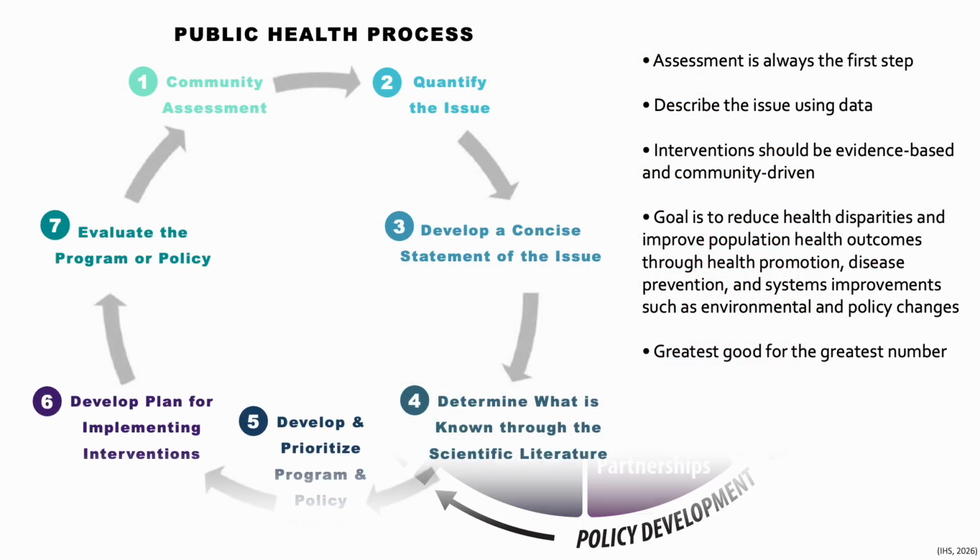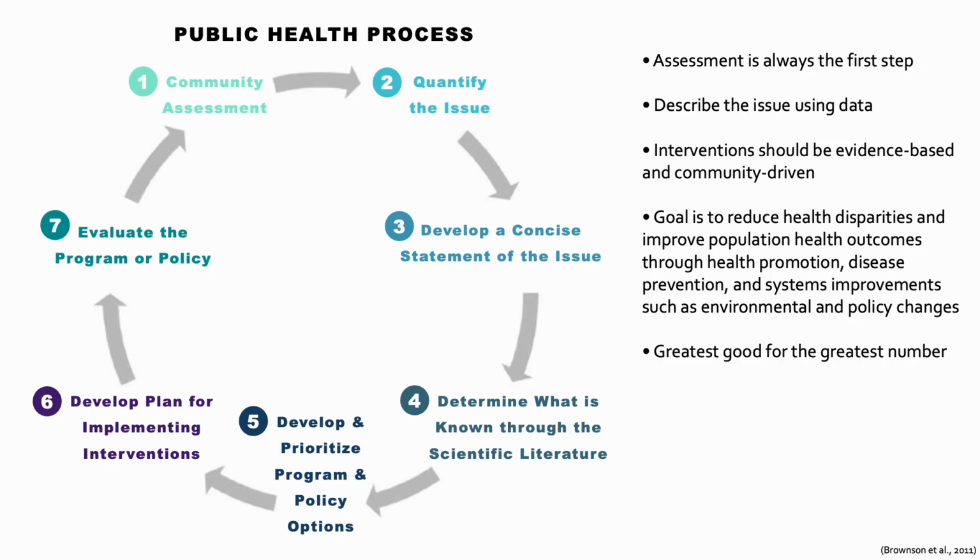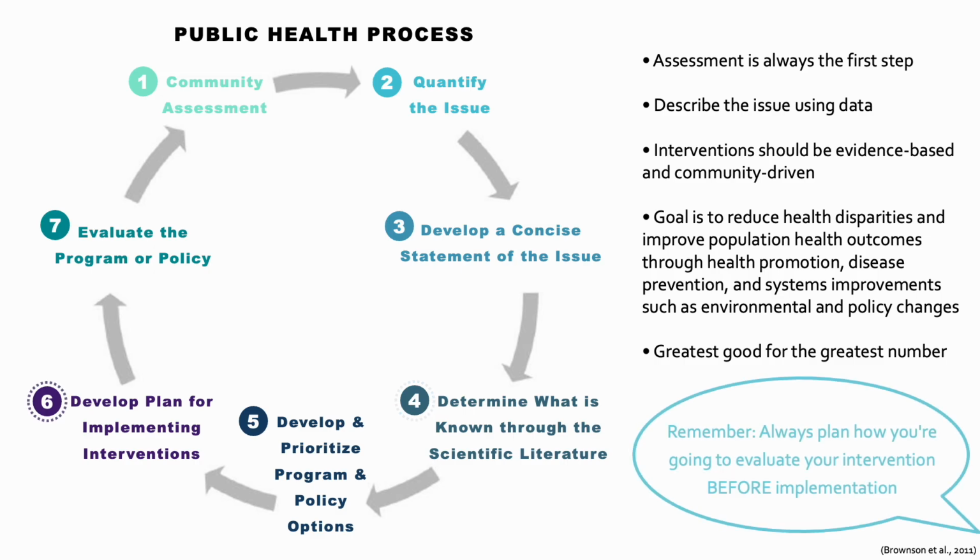The public health process provides a systematic framework for addressing population health problems. Assessment is always the first step. Once an issue is identified, we quantify it using surveillance and epidemiologic data to describe its magnitude, distribution, and determinants. Then we review scientific literature and engage stakeholders to identify evidence-based and community-informed interventions. After selecting and implementing a program or policy, we evaluate its effectiveness using predefined outcome measures. By following these steps, we aim to improve population health, reduce health disparities, and ensure that interventions are driven by evidence rather than special interests or politics alone.